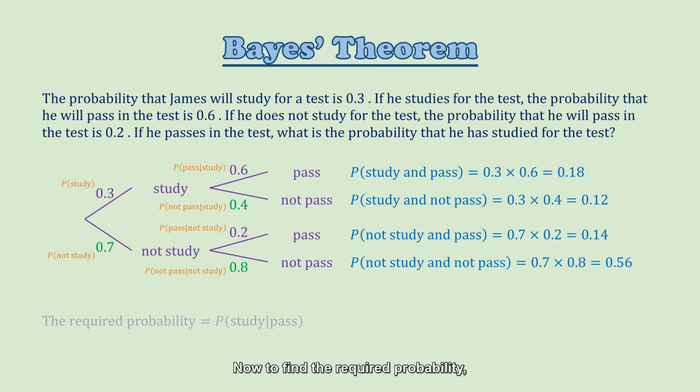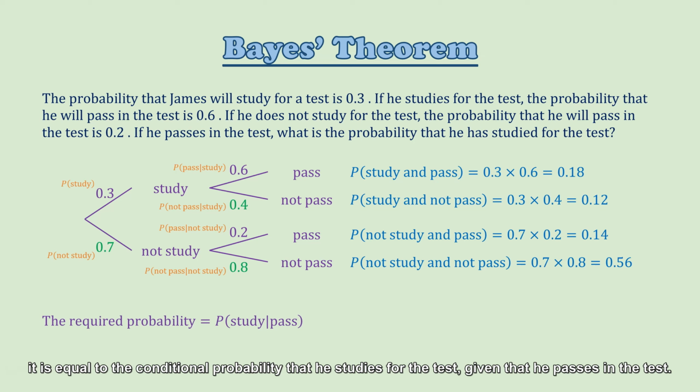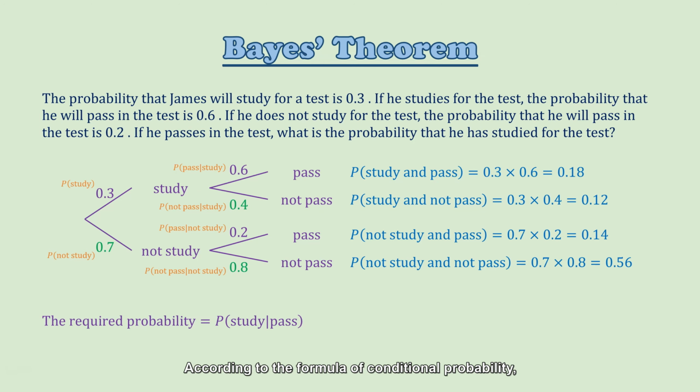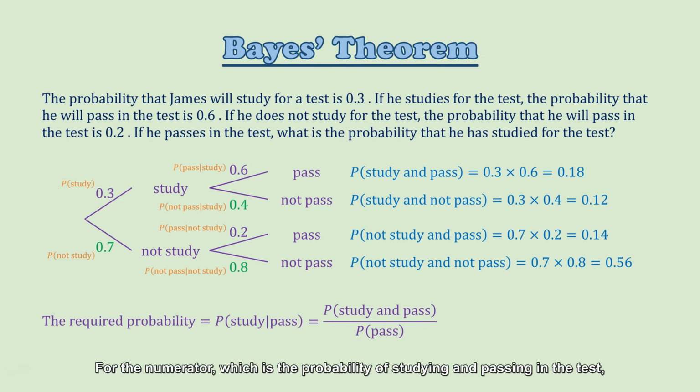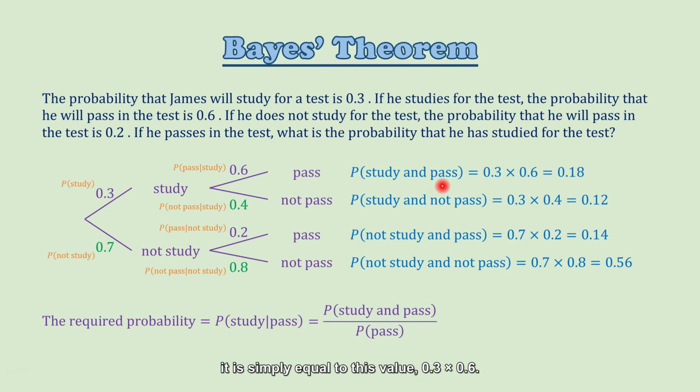Now to find the required probability, it is equal to the conditional probability that he studies for the test given that he passes in the test. According to the formula of conditional probability, P(A given that B) can be written as P(A and B) over P(B), like this. For the numerator, which is the probability of studying and passing in the test, it is simply equal to this value, 0.3 times 0.6.